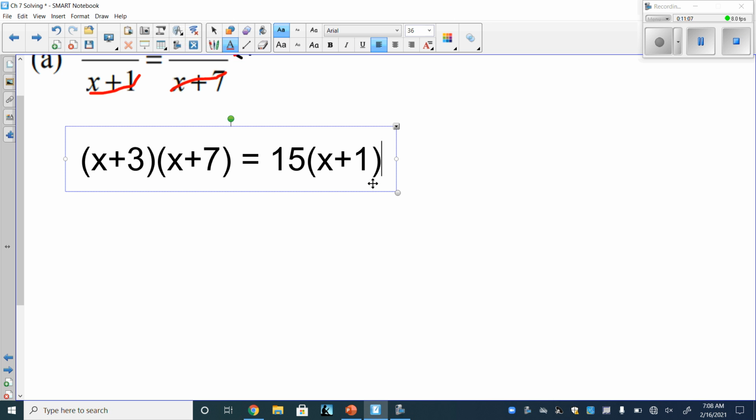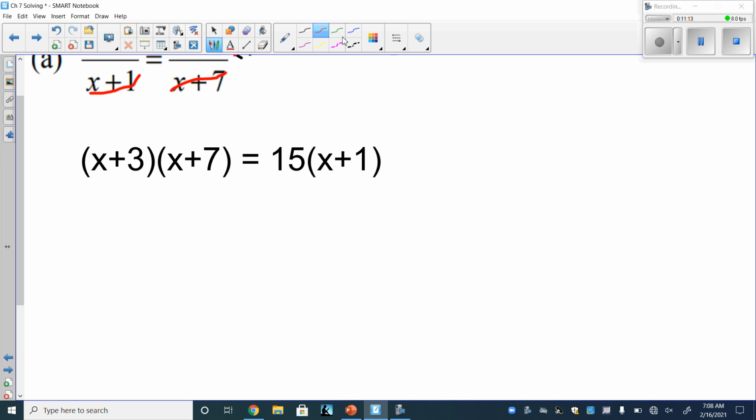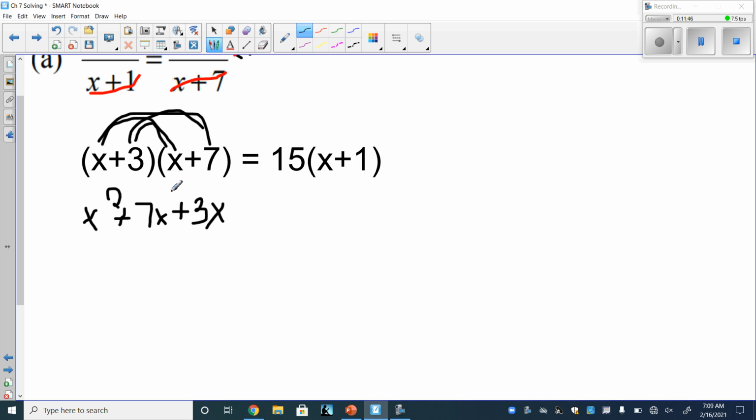And that makes it a little bit easier to solve because we don't have fractions anymore. We just have an equation, and most likely it's going to be a quadratic equation. To solve this, the first thing we'll need to do is to distribute the x. So we'll do x times x, which will give us x squared, and then x times 7, which will be plus 7x. Then we can do the next one: 3 times x will be plus 3x, and 3 times 7 is going to be plus 21.